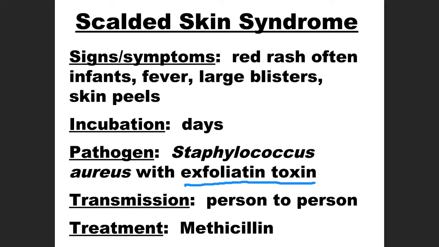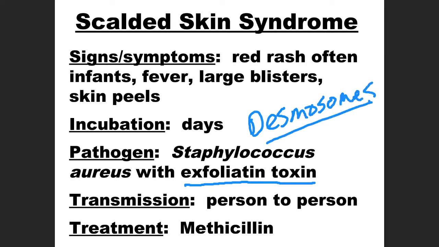Now, what this exfoliating toxin does, it attacks the desmosomes in your skin cells. Now, desmosomes are junctions that really tie cells in your body together. They really prevent two or more cells from separating from each other. But what this toxin does, it attacks the desmosomes in the skin, and it causes the cells to slough off, basically come apart. And a person that has scalded skin syndrome looks like they have a really, really bad sunburn.